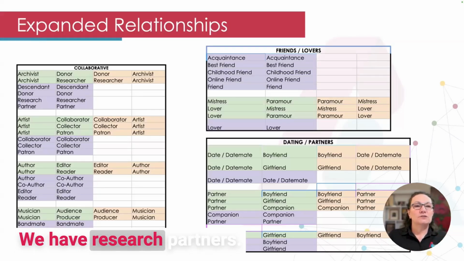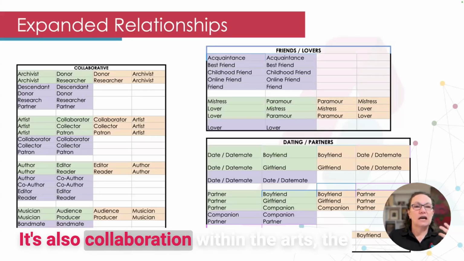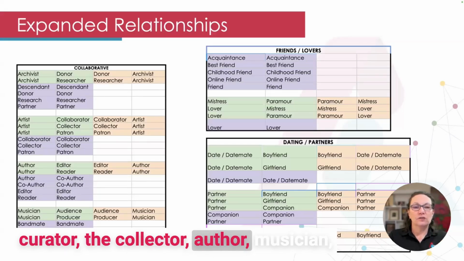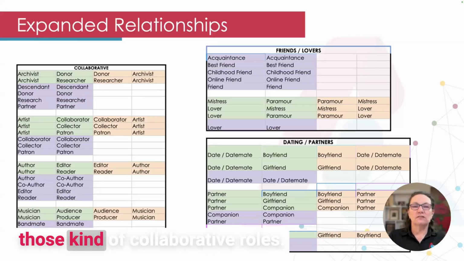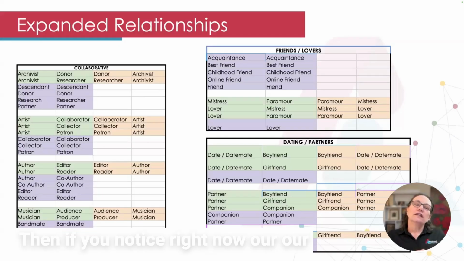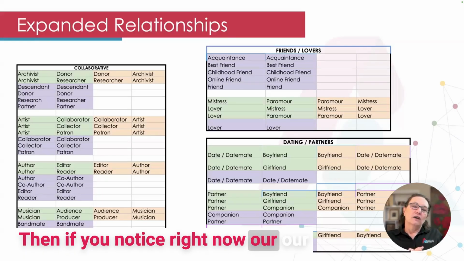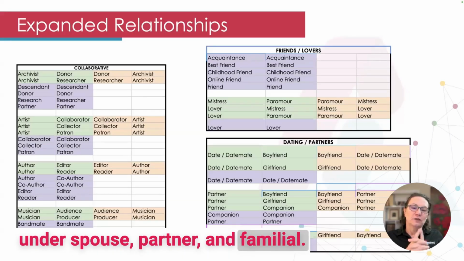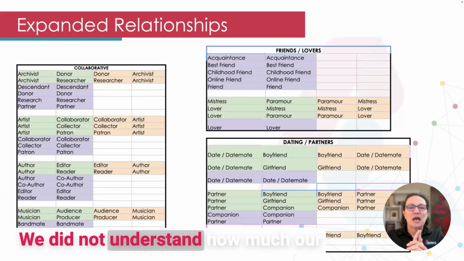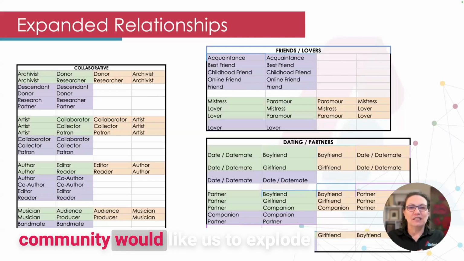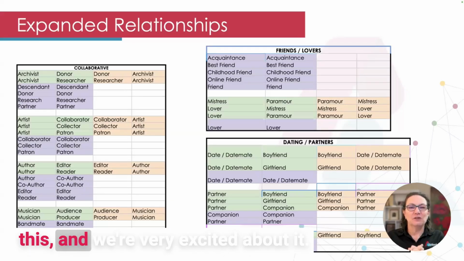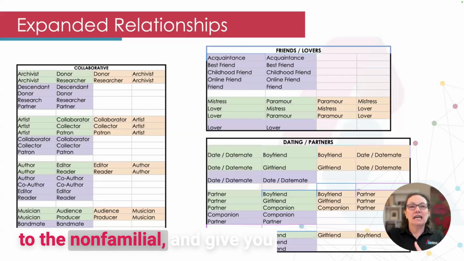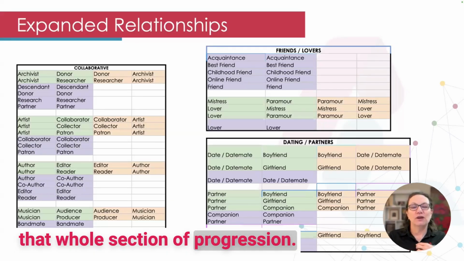We have research partners. It's also collaboration within the arts, the curator, the collector, author, musician, those kind of collaborative roles. Then if you notice right now, our dating relationships are currently under spouse, partner, and familial. We did not understand how much our community would like us to explode this, and we're very excited about it. So we're now going to move them to the non-familial and give you that whole section of progression.